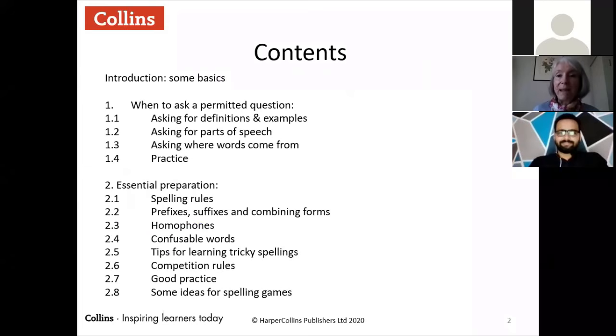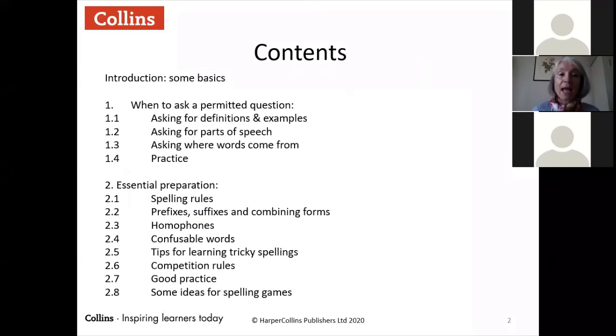So this is basically what we're going to try and cover today. And if we don't get through all of this, don't worry, because we will be posting this manual on our home learning site for you all to access and download at your leisure after the workshop. So we're not going to worry too much about trying to get through everything. We're going to focus on the first key things, which is when to ask for definitions and examples, when to ask for parts of speech, and how asking where a word comes from can help with spelling. And that's what we're going to really focus on today, and the rest will all be in your manual.